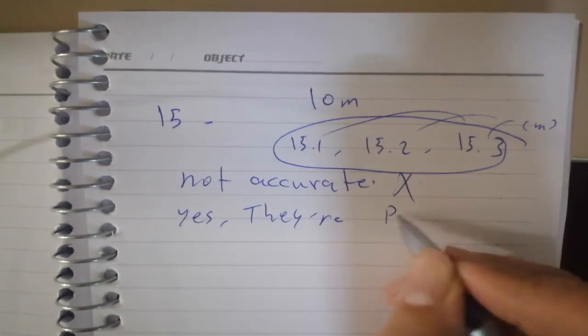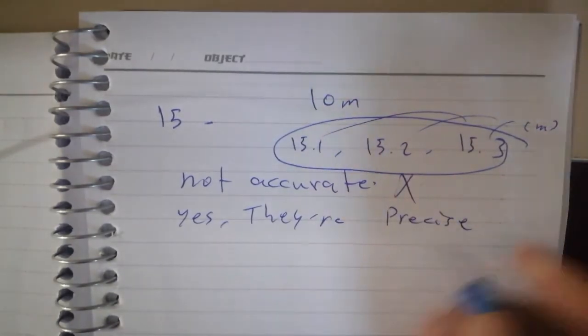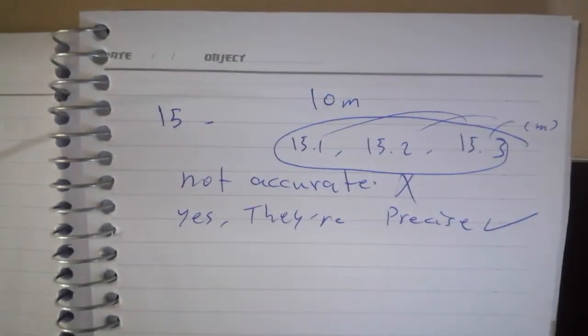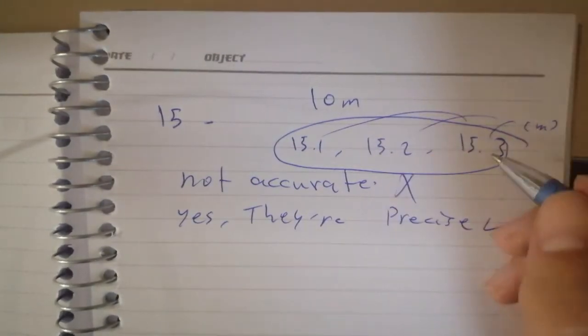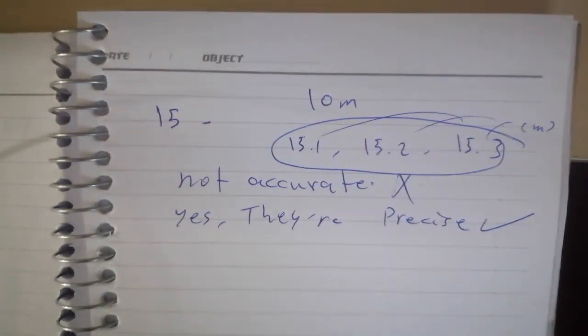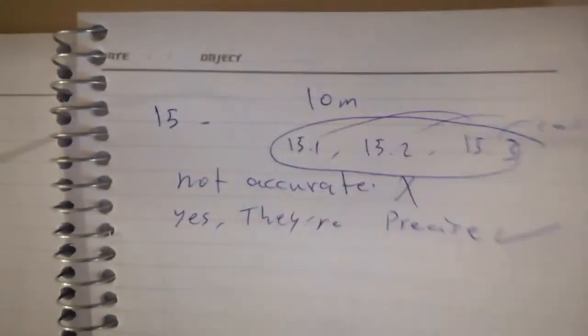So I have a measurement that's precise but not accurate, and this is possible because there's a degree of exactness. You have a degree of exactness without your measurements being close to the true value. So this is how you solve question number 15. Yes, it is possible to have a measurement that is precise but not accurate. All right, let's go to question number 16.